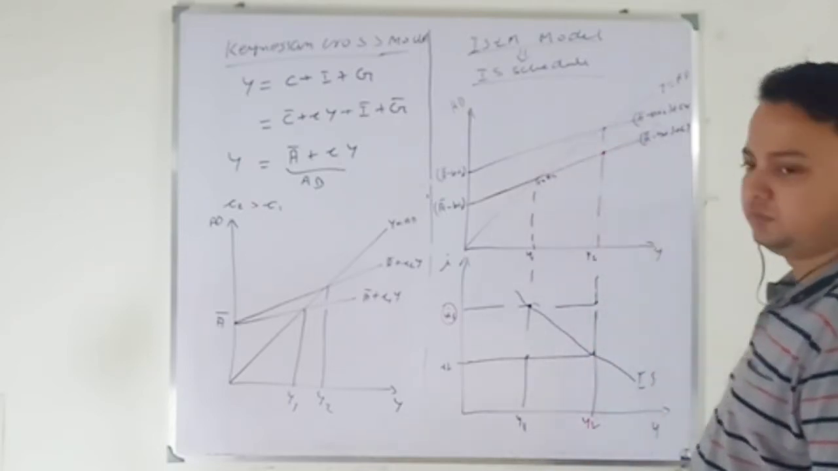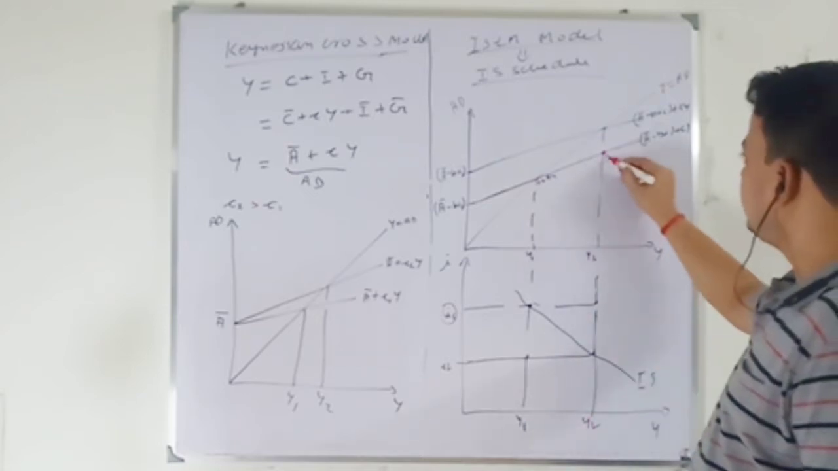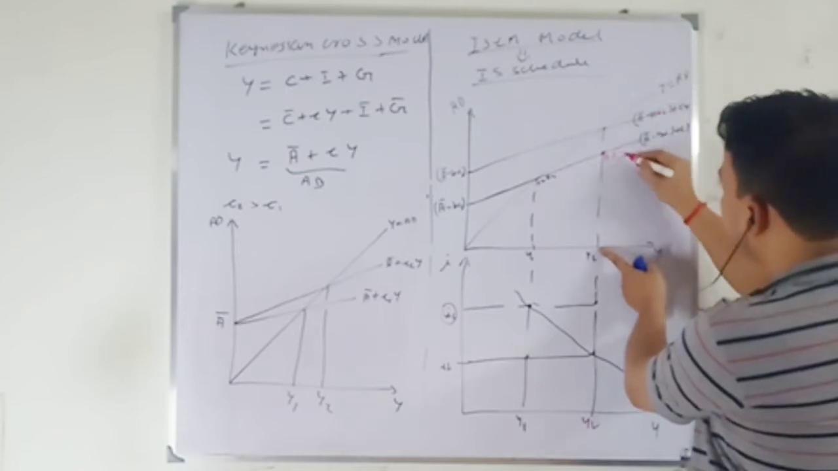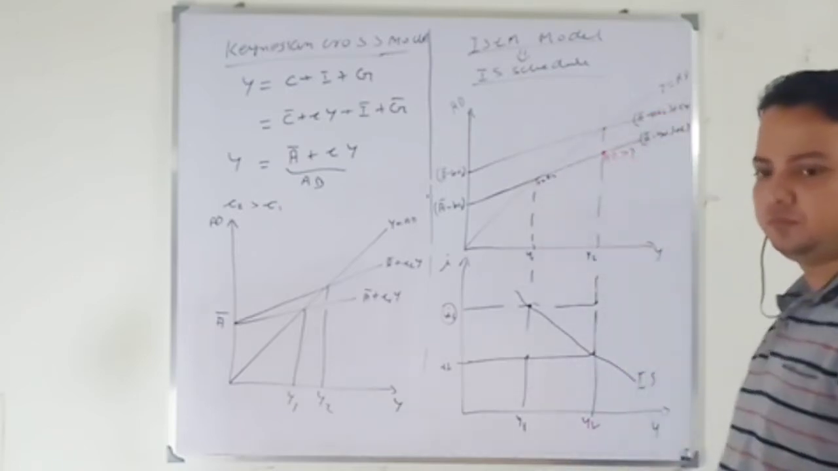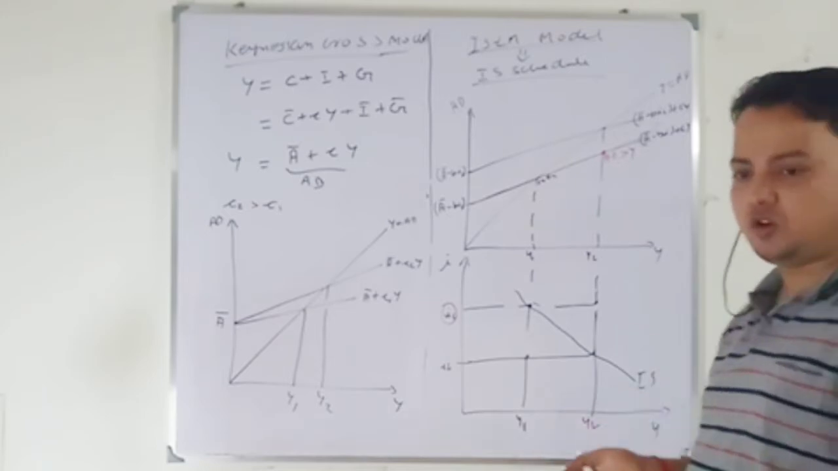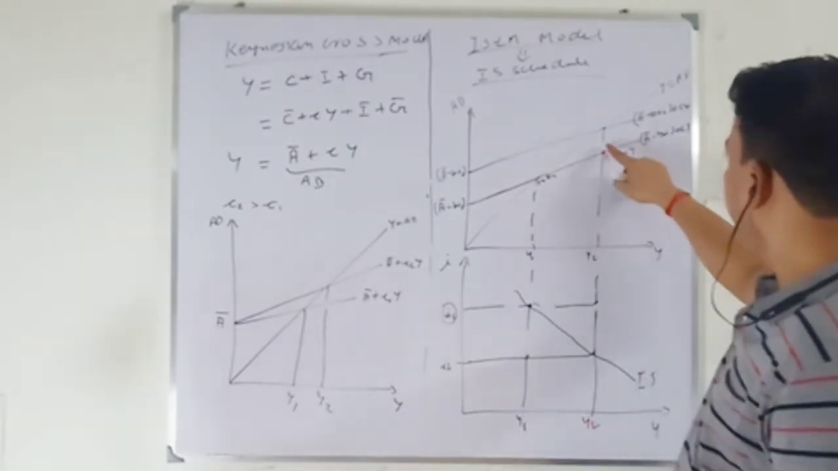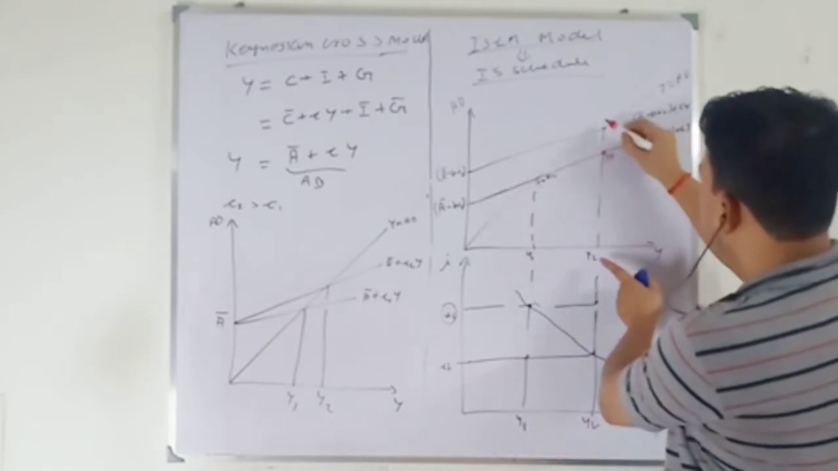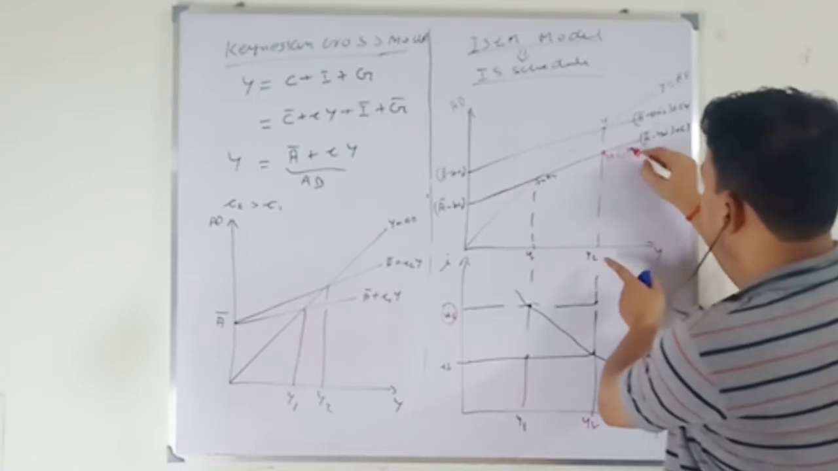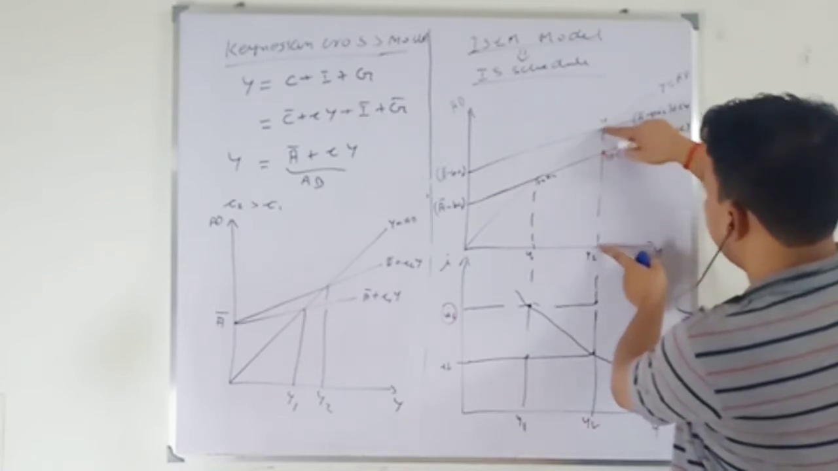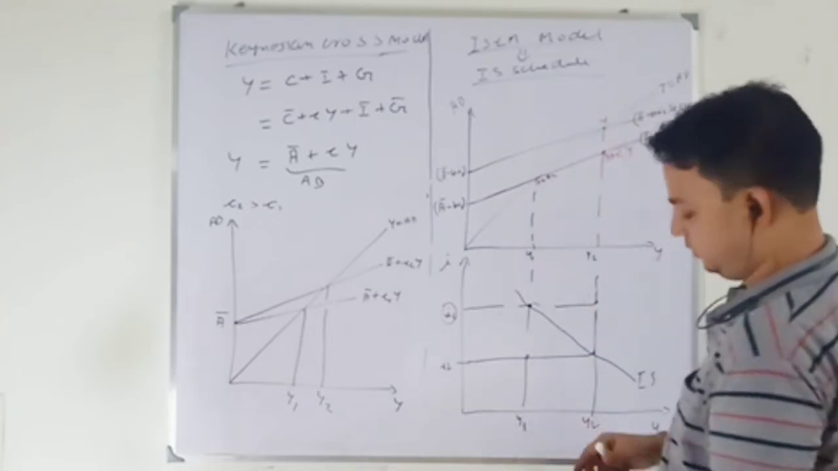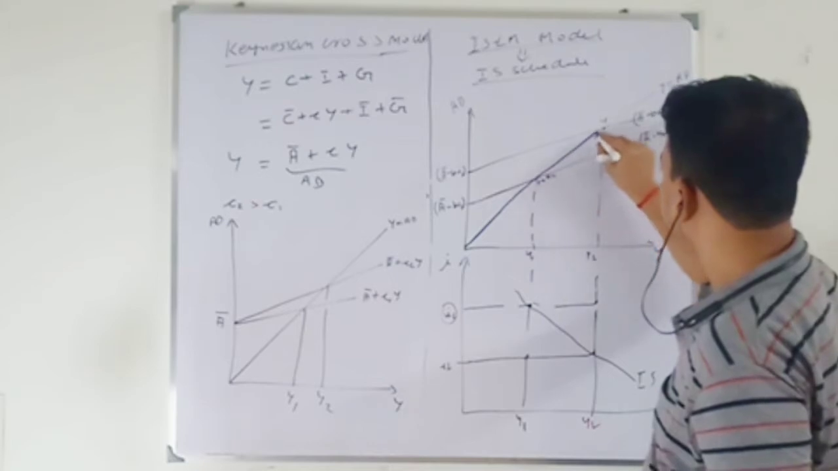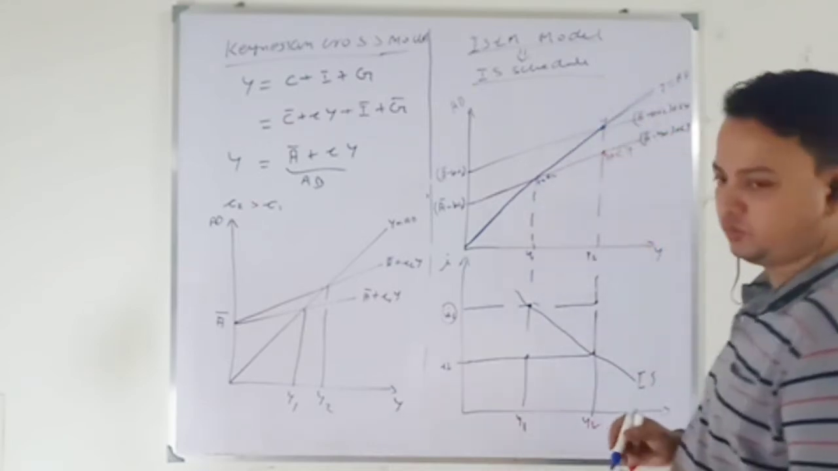So at this point, what is happening? Aggregate demand is here, but output is this much. So aggregate demand is more than output at this point. Wait, no. This is my aggregate demand, and here I have output. So aggregate demand is less than output here. This is the aggregate demand point, and output will be on the 45 degree line, so here I have output.